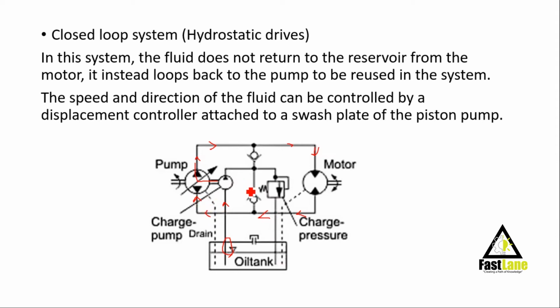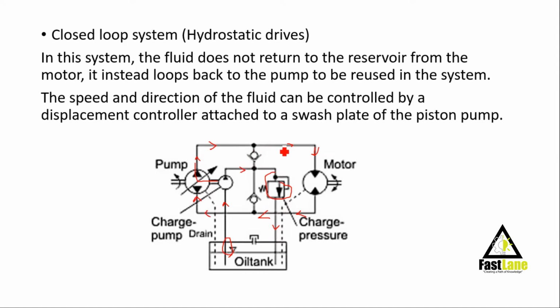Then we have a bypass in this case. In case the pressure is too high, this bypass component detects the charge pressure. If it is too high, then the fluid is bypassed. The fluid bypasses the pump and is returned back to the oil tank. But this is only when the pressure is too high.